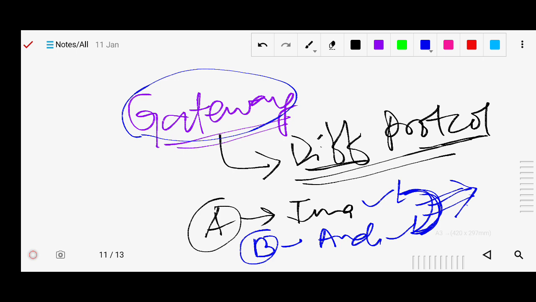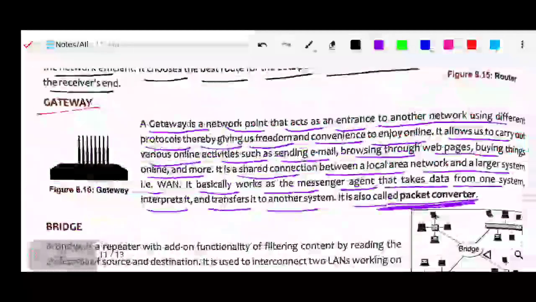Okay, so gateway: when networks that use different protocols from each other must be connected, a powerful device is required, which is your gateway. Understood? You can compare routers and gateways. Routers work on different IP addresses and connect devices on two different IP addresses, and a gateway connects two different protocols. So this is the difference between routers and gateway.